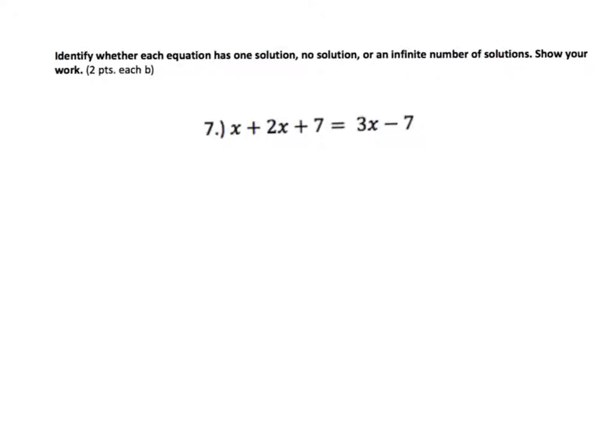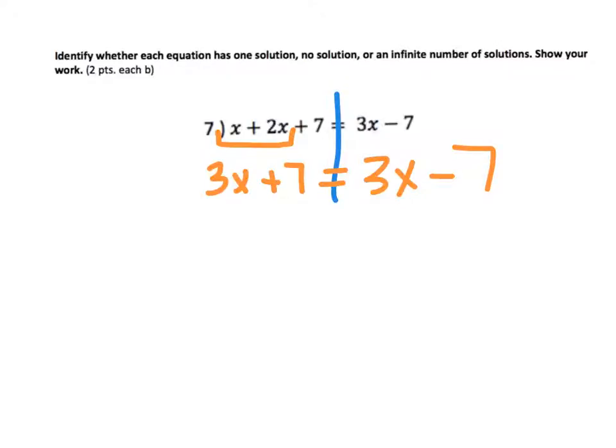Okay, for number 7, same directions, one solution, no solution, or infinite number of solutions. So here I can see there's no distributive property this time, but I do see I can simplify this side of the equation by combining like terms, and x plus 2x is 3x. And now I'll just bring everything else down. Now these look similar, but they're not identical. I'm going to keep going here to see what happens.